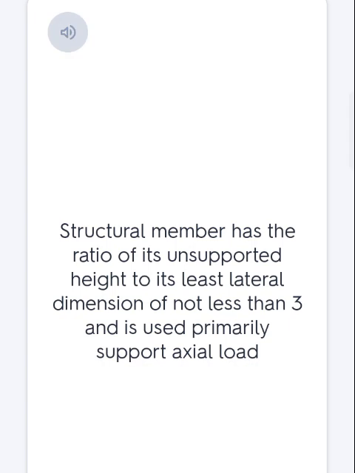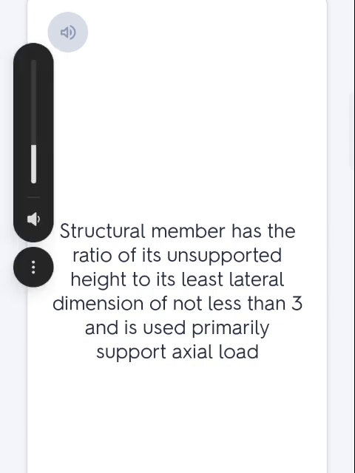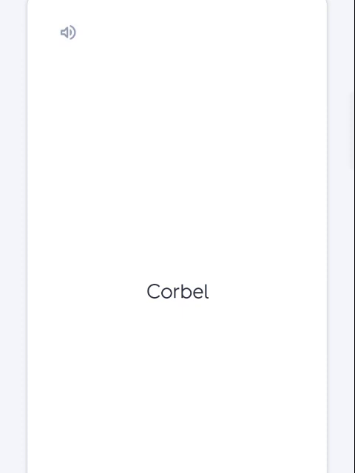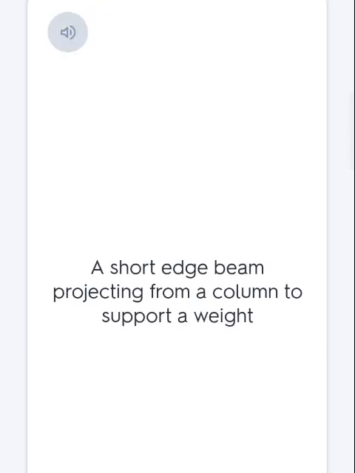Column. Structural member has a ratio of its unsupported height to its least lateral dimension of not less than 3 and is used primarily to support axial load. Corbel. A short edge beam projecting from a column to support a weight.